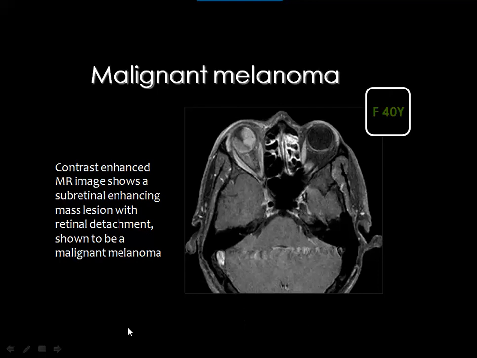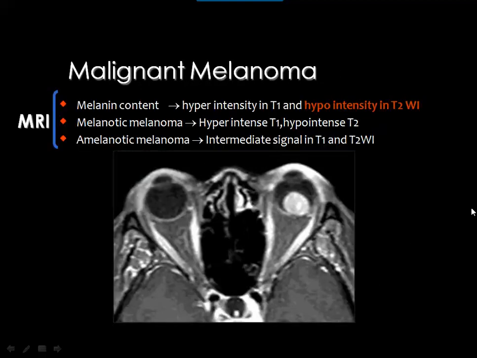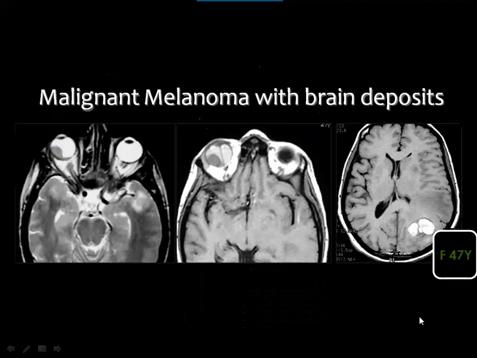Malignant melanoma will show intermediate signal in T1 and T2 and show moderate enhancement also by MRI, as you can see here. Then if the melanoma contains melanin, it will appear of high signal in T1 and low signal in T2. But if it does not contain melanin, in cases of amelanotic melanoma, then the lesion will show intermediate signal in both T1 and T2. But in both conditions, the lesion will show some enhancement after contrast injection.